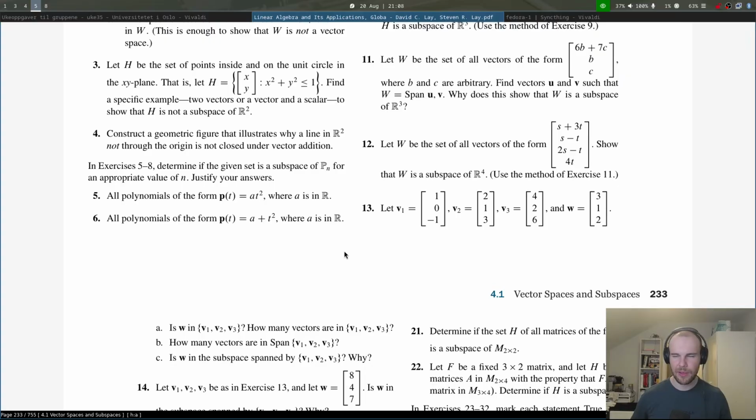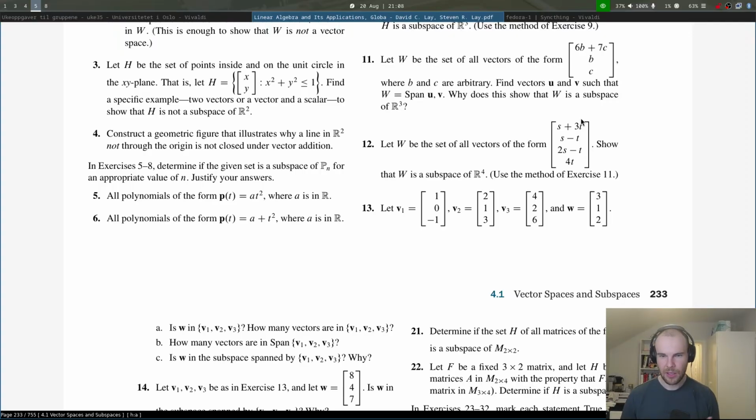Okay, 12. Let W be the set of all vectors of the form. Show that W is a subspace of R^4. Use the method of exercise 11, right? So I can just write that as a set. That is (s + 3t, s - t, 2s - t, 4t), and of course we have s and t as real values, like that.